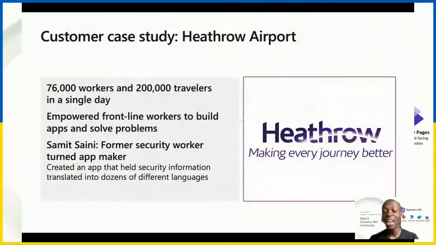So this is a public facing scenario for Power Apps. Heathrow Airport in London actually has, as at when this documentation was compiled, 76,000 workers and 200,000 travelers in a single day. Now look at it. How do you keep paper records for 200,000 travelers a day? It's not going to be easy. So what they did was empower their frontline workers to build applications and solve problems.